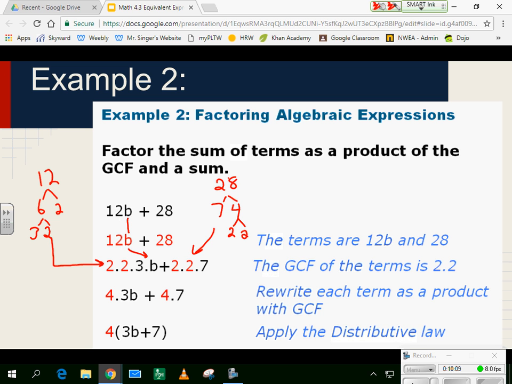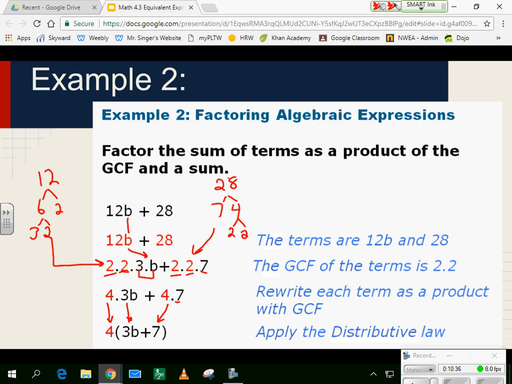Now what do they all have in common? They share two 2's. So they share 2 times 2, which is 4. So 4 becomes our greatest common factor on the outside. And then now just look at what's left over. 3 and B are left over with 12B. So that drops down to be 3B. And 7 is all that's left over here with 28. So 7 gets put down here in the parentheses.